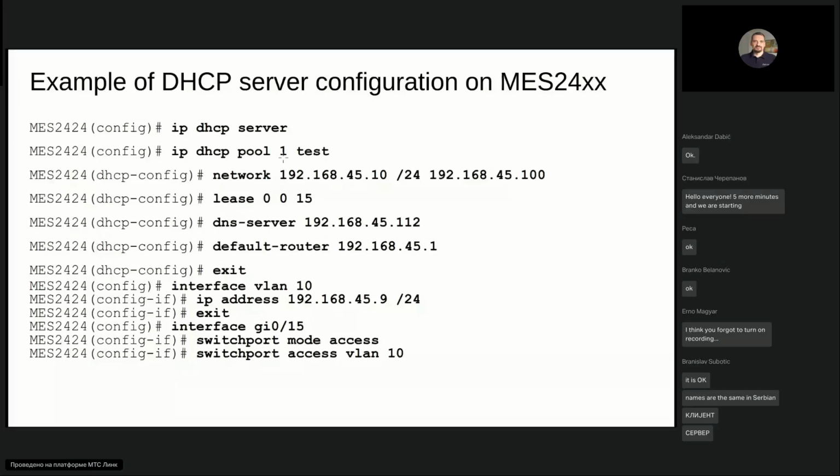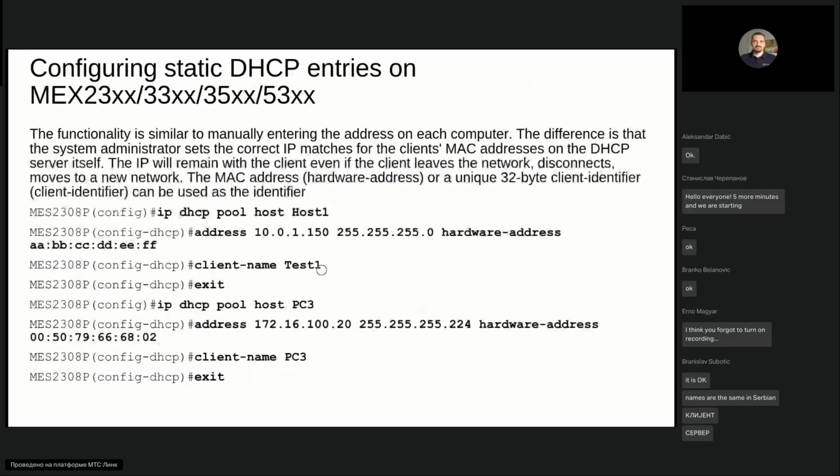In the 2400 series, it is almost the same, except the network command is used instead of the address command, and the order of the addresses is slightly different. We don't use the low and high subcommands, but we just indicate first the lowest address, then the subnet mask, and then the highest address. The list, DNS server, and the default router commands are the same as on the 2300 series.